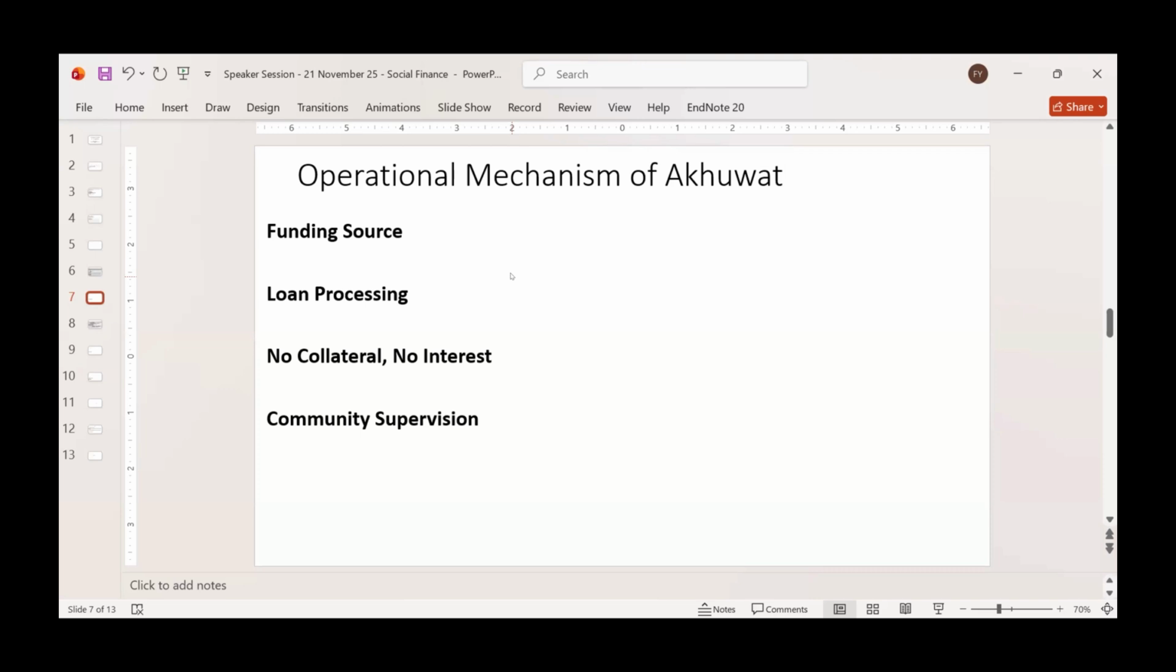So no financial collateral is required for loans, and obviously all loans are interest-free loans. Then community supervision is there, which is, you can say, peer support. Mosque or masjid committees are there to monitor their usage and repayment.